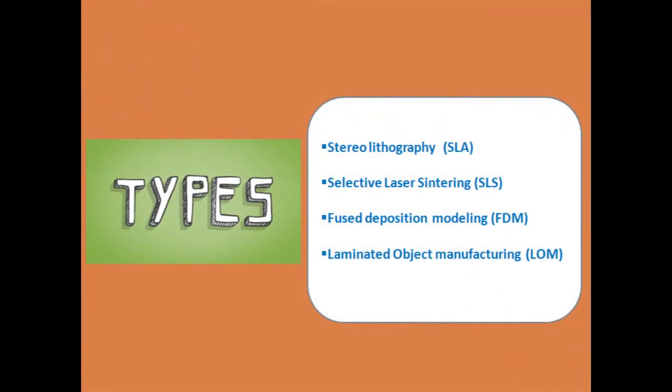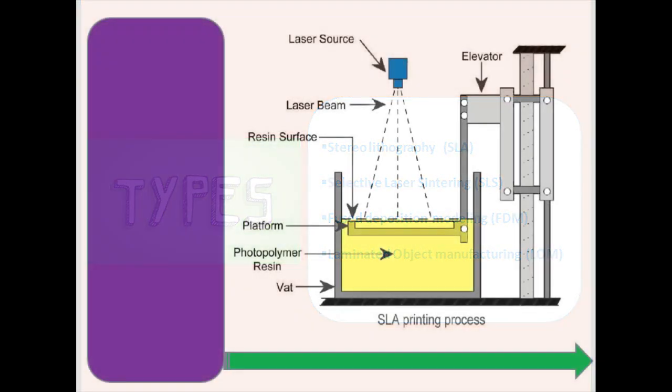Now we'll move on to the different types of additive manufacturing techniques. We can broadly classify the additive manufacturing process into four. The first one would be stereolithography, or you call it the SLA method. The second would be selective laser sintering, which can also be called the SLS method. And the third would be fused deposition modeling, or FDM method. And the fourth one would be laminated object manufacturing, LOM method. First, we'll have a discussion regarding the SLA method.